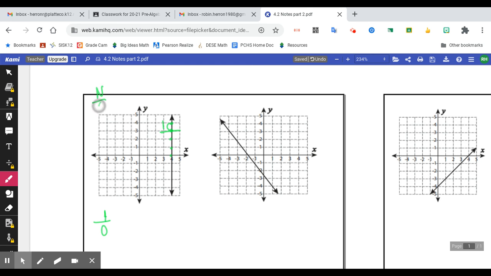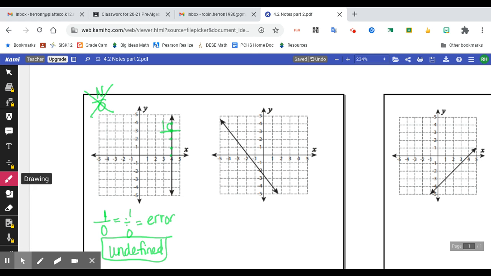This is my NO. I can't do it. If you type it in as 1 divided by 0 and hit equals, it's going to say error. That's because this is undefined. Okay, there is no number to describe it. You can't have a driveway that goes straight up and down. It can't happen. Okay, all right, let's go to the next one.